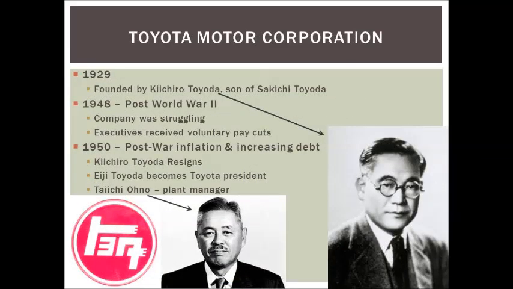Eventually, the Toyota family began producing cars. After World War II, there was a lot of difficulty in producing in Japan for many reasons. And after the original president of the Toyota Motor Corporation resigned, Eiji Toyota became the Toyota company president, and Taiichi Ohno was the plant manager. These are two names that we'll hear about later in the semester, because they came up with many of the innovations that we now refer to as the lean production system or the Toyota production system.